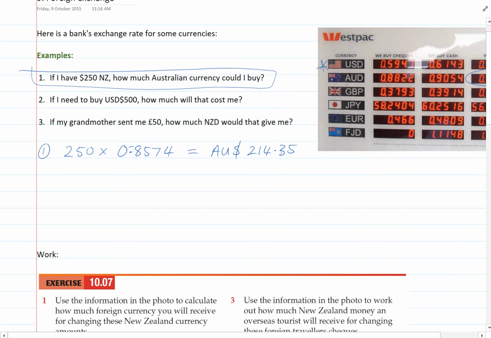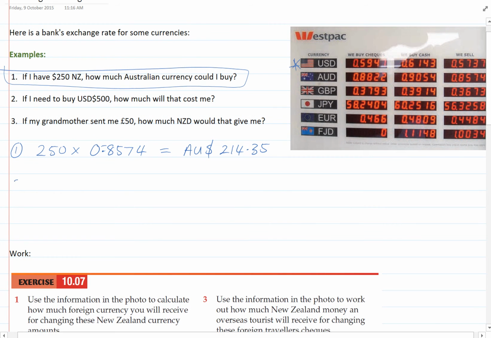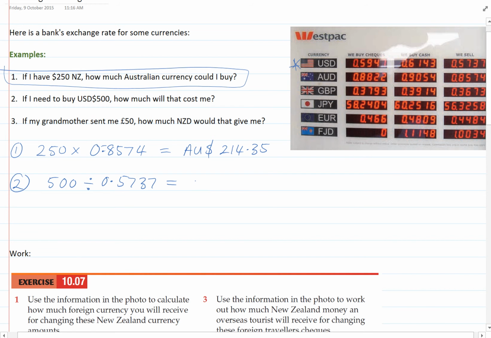So now we want to look at the US currency, and they will sell us US currency at 0.5737. So for this one, because we want to buy US dollars, we're going to have to do the reverse operation, which is divide by the exchange rate. So we're going to have to go divide by 0.5737, and we'll use our calculator for this one. So 500 divided by 0.5737, and that gives us 871.54. So what we're saying here is that if you went to the bank and gave them $871.54, they would give you $500 US.